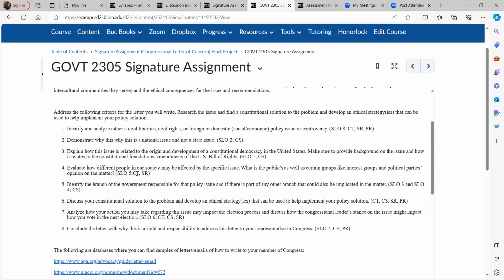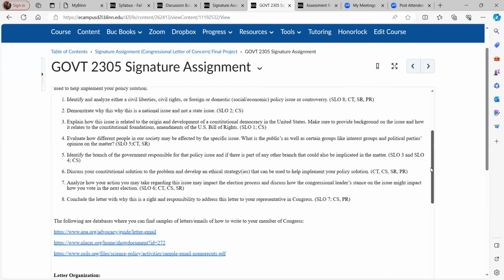So that's what this means. CTC stands for critical thinking, and SR stands for social responsibility. Those are the student learning outcomes and the core objectives that we're going to be covering here, not just in here, but also throughout our class as well.